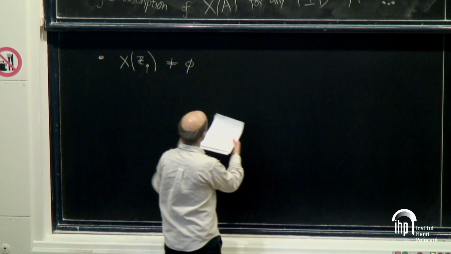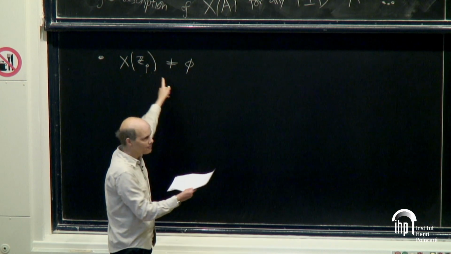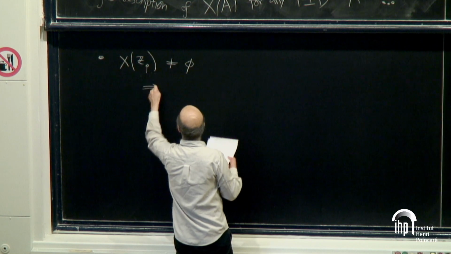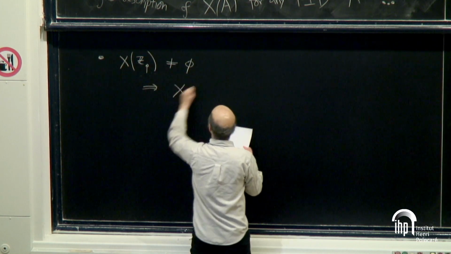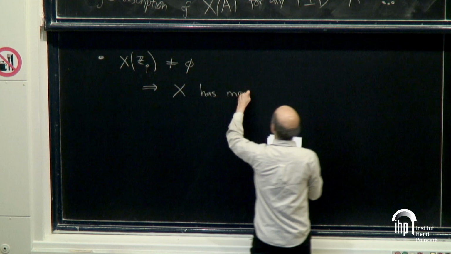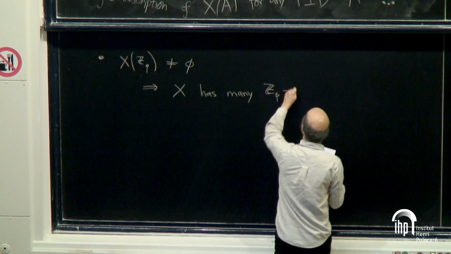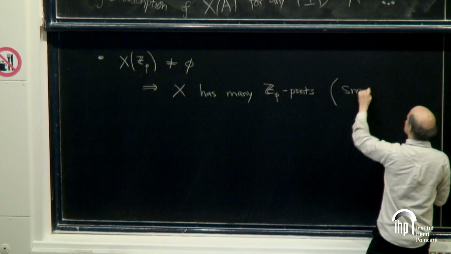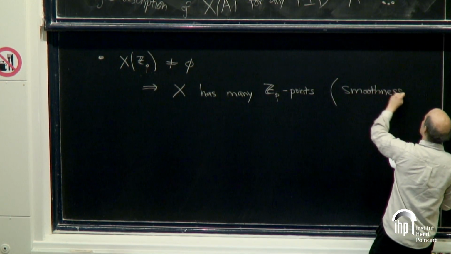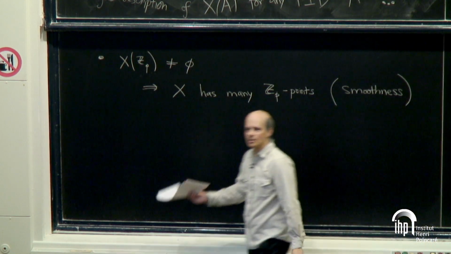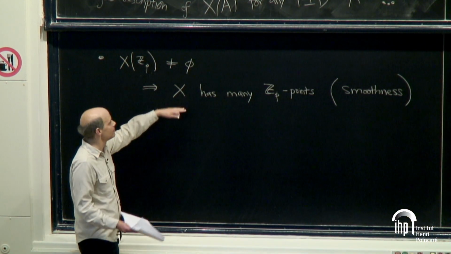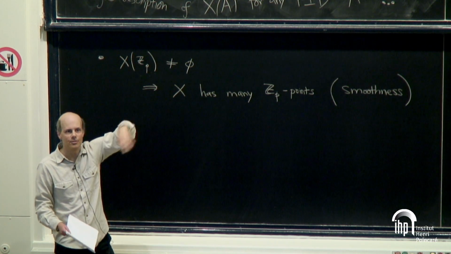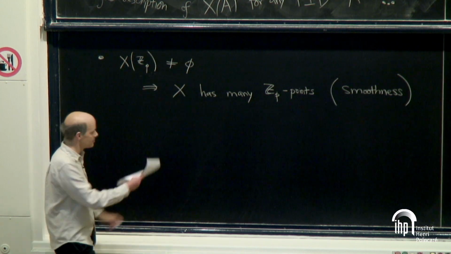So we know that at that bad prime, the stack has a Z_p point, and if it has one Z_p point, it's going to have many Z_p points. This is essentially because of smoothness. You can essentially use some version of the implicit function theorem. Technically, a stack by definition is covered by some scheme, and you can use the implicit function theorem there and deduce this.